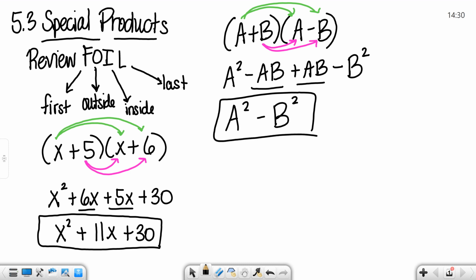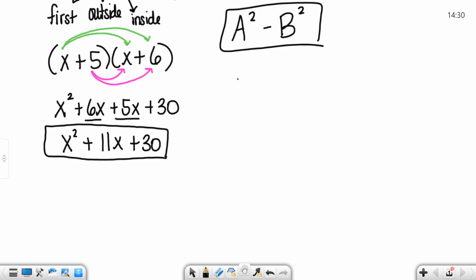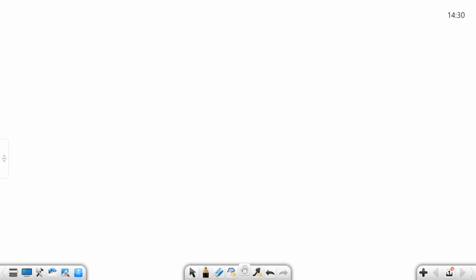Now, if we just stick with distributing like we did FOIL over here on the left, this all works out no matter what our problems look like. So let's just jump into some problems that aren't just variables like the one I just did, that actually have some numbers in them.